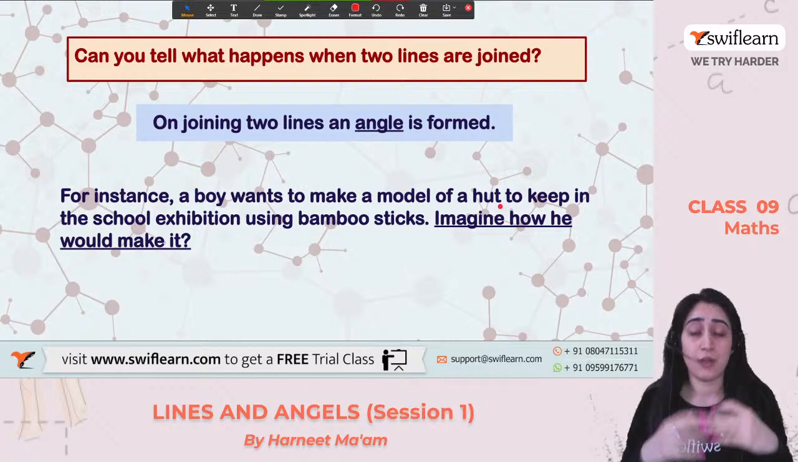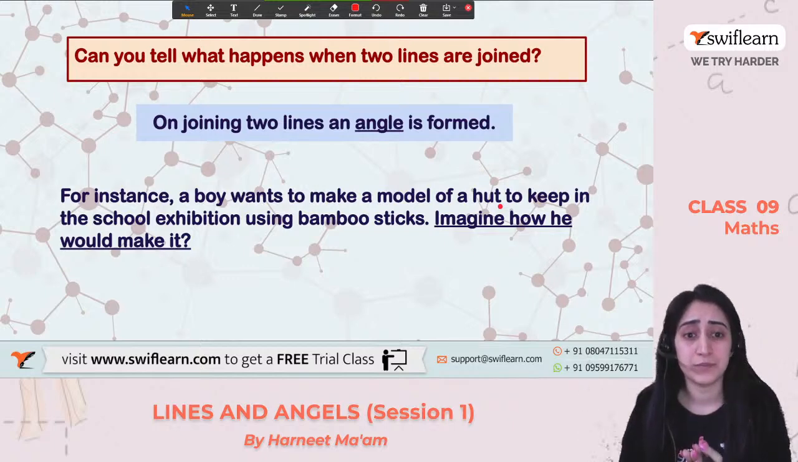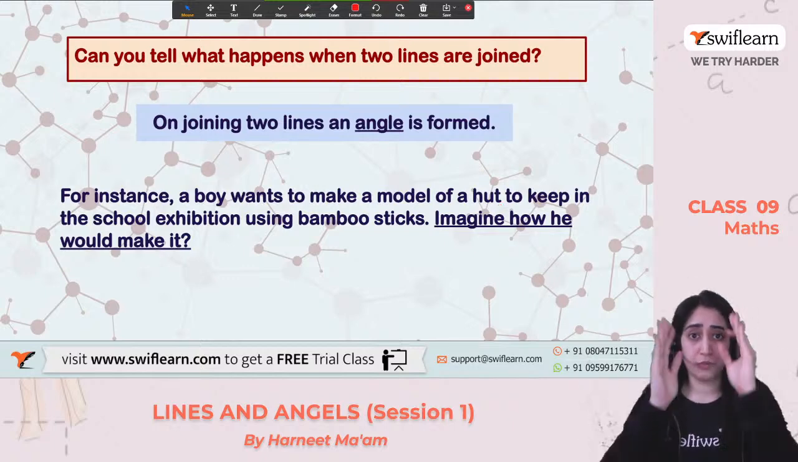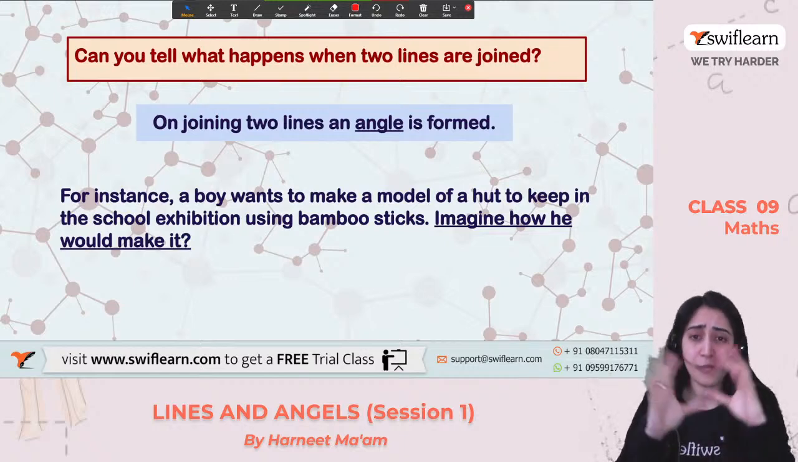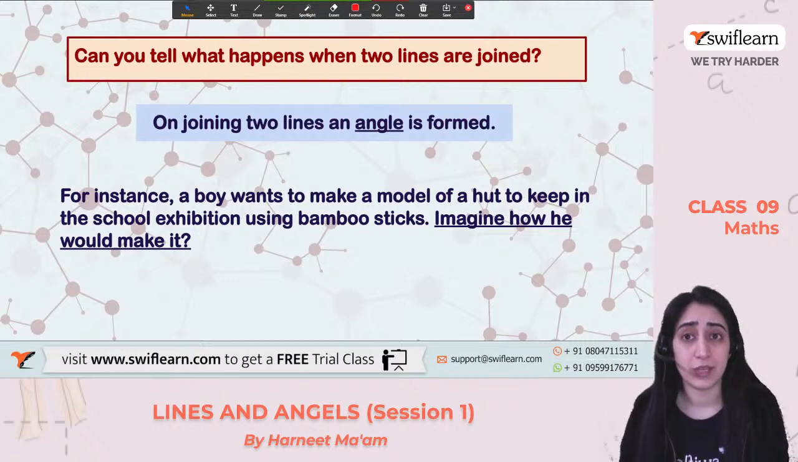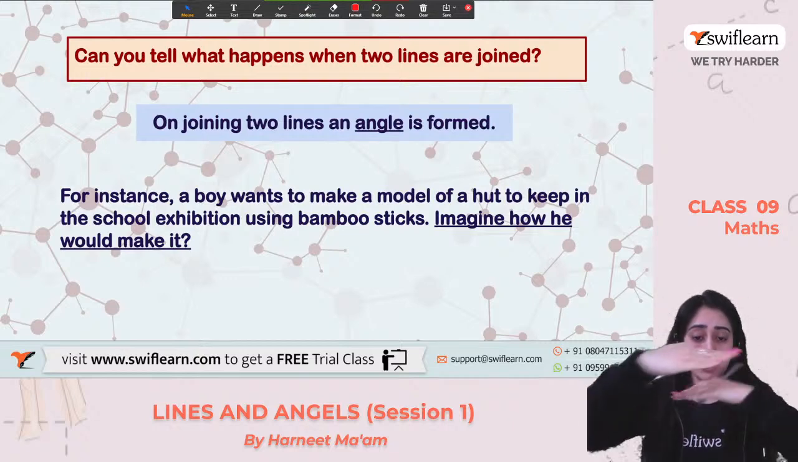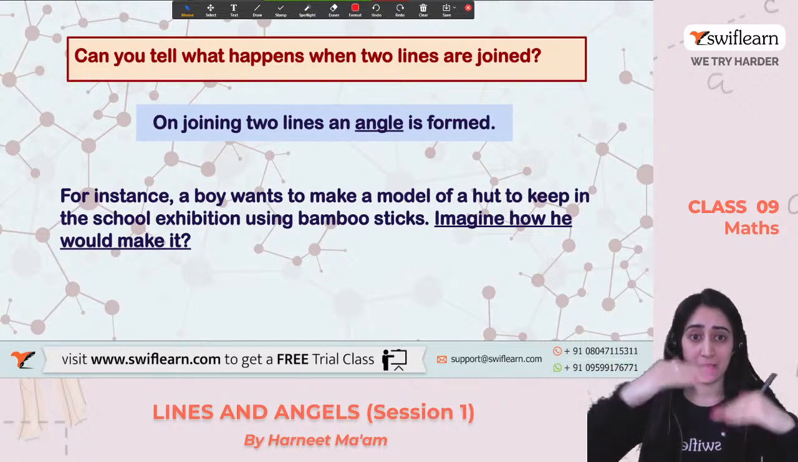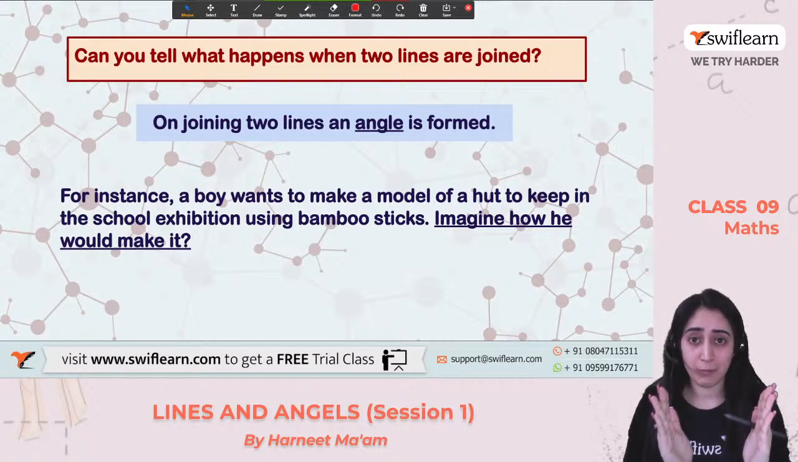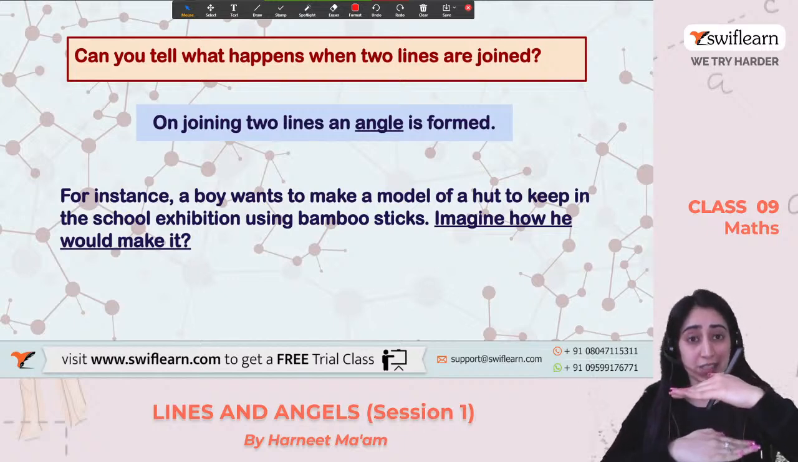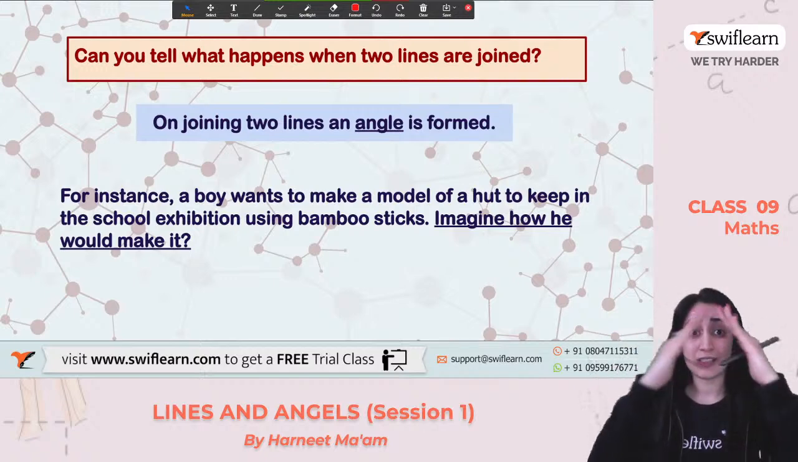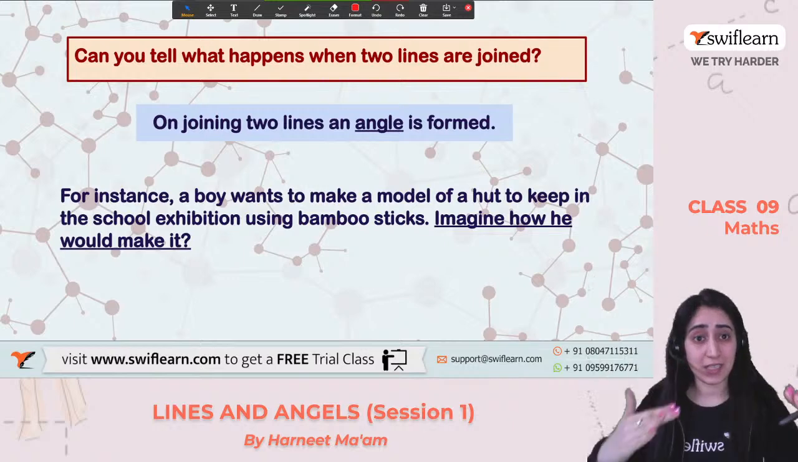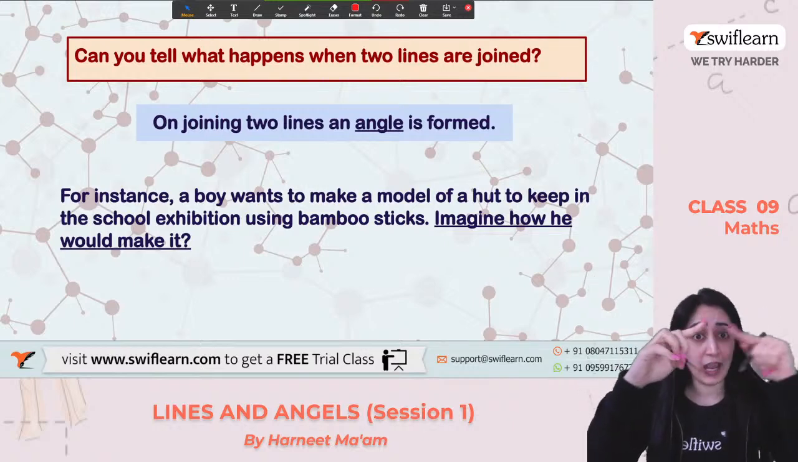So if I want to make a hut, what will happen? I will need bamboo sticks or ice cream sticks to make it. How many types of things do I need? I'll need two parallel lines at the base, and two perpendicular lines, which intersect the parallel ones, making a square. Then what do I need at the top? I need a triangle. So I need these intersecting lines. They will form an angle in between.